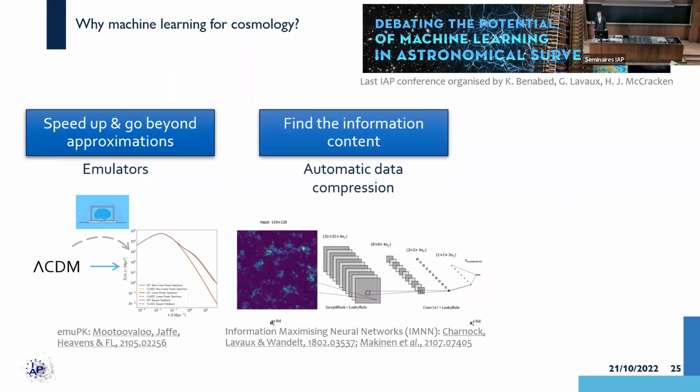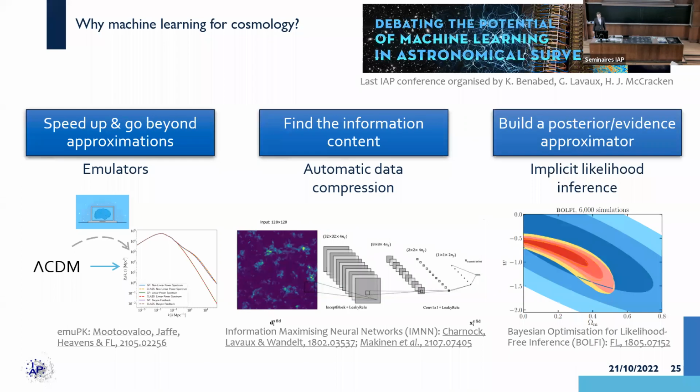Second idea is to try and find the information content. That's the field of automatic data compression. In particular, if you have field-based information and you want to find where the information is in there, then you can use deep layers of deep learning, for instance, or several layers of learning in order to summarize this information and try to find the most informative summaries, which keep as much as possible of the Fisher information. This idea was known as information maximizing neural networks.